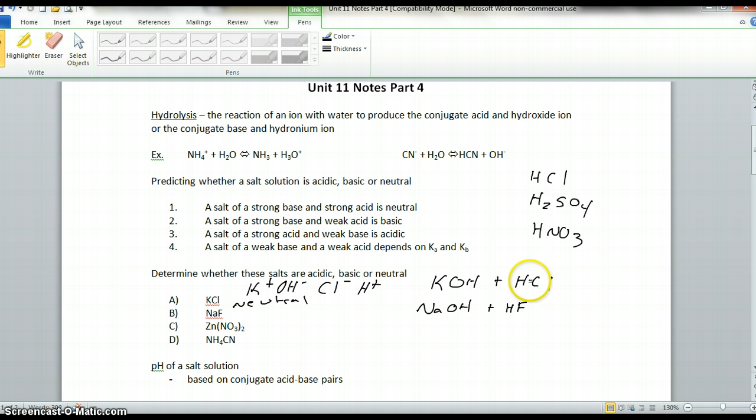NaF would be NaOH, because the first thing always goes with OH, and then HF. HF is not one of the strong acids listed above. NaOH is a strong base because Na is in column 1. So this is a strong base and a weak acid. So this would be basic.